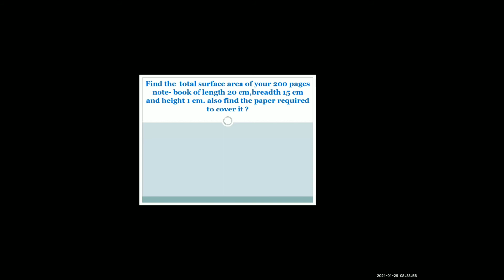So this is a little different, which I have given to you, and if you find it, this will be interesting. Let's see whether you understand this. Now see, this is the notebook previously. Now this is the notebook, and this is what you are going to cover it with. So how much cover you require, that's the question.